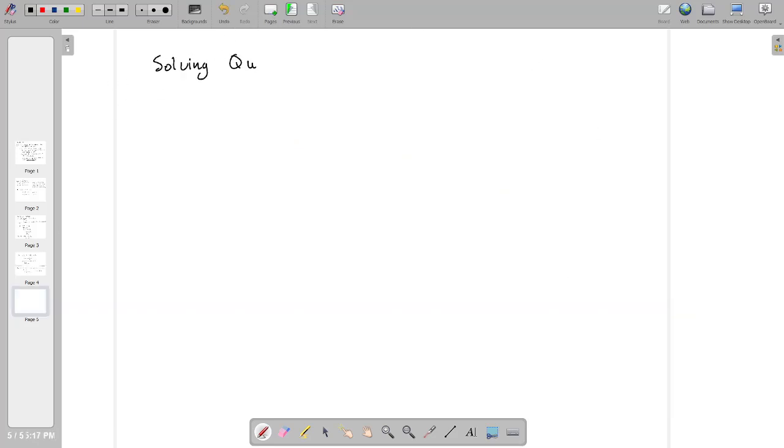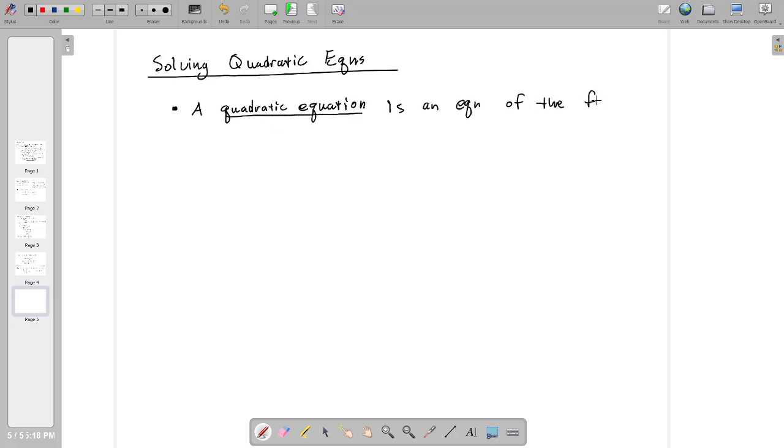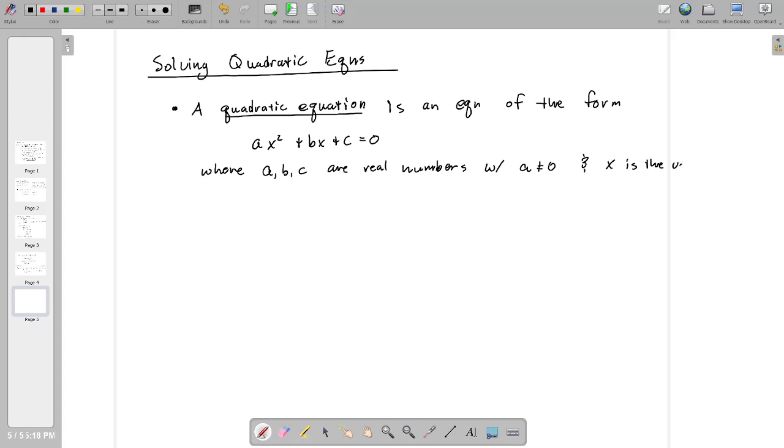The next thing I want to talk about is solving quadratic equations. A quadratic equation is an equation of the form ax squared plus bx plus c equals 0, where a, b, and c are real numbers with a not equal to 0, and x is the variable.